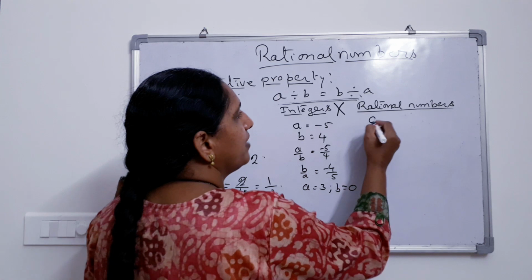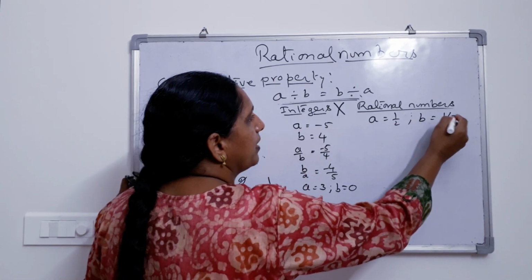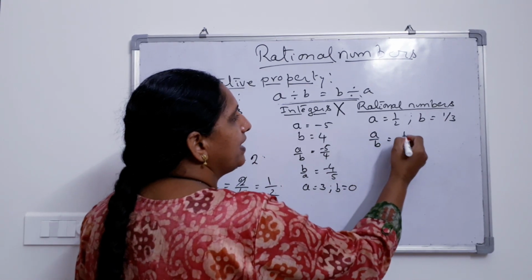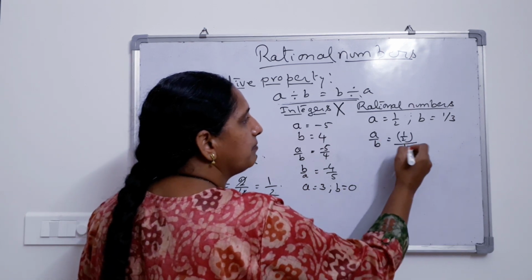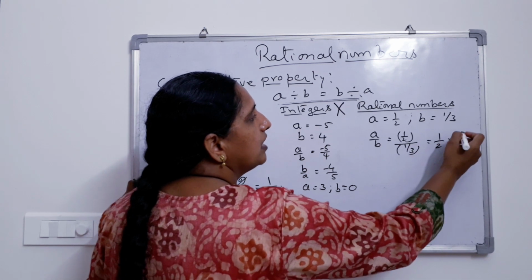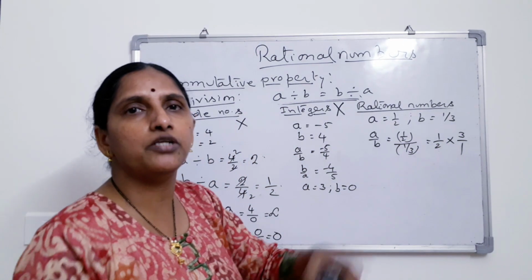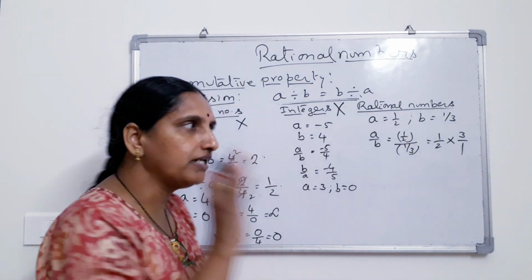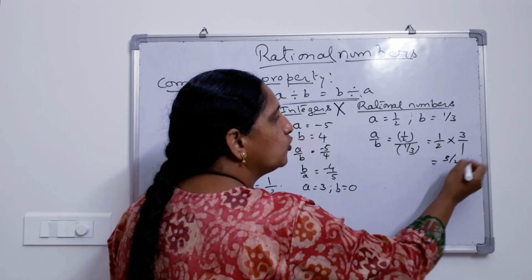Rational numbers. Now A is equal to 1 by 2, B is equal to, let us suppose, 1 by 3. Now A by B, my A is 1 by 2, by B, let me reciprocate it, by 1 by 3. Take the reciprocal so that it will become multiplication. Reciprocal means denominator will convert into numerator and numerator will convert into denominator and division will become multiplication, right? Now this division has become multiplication and 3 by 1. This is 3 by 2.